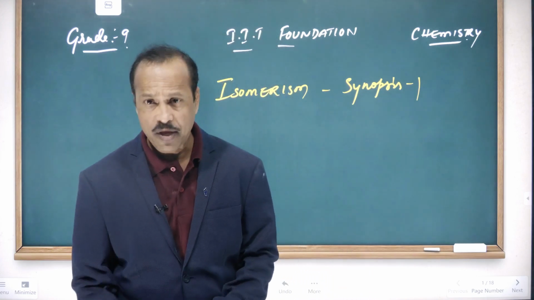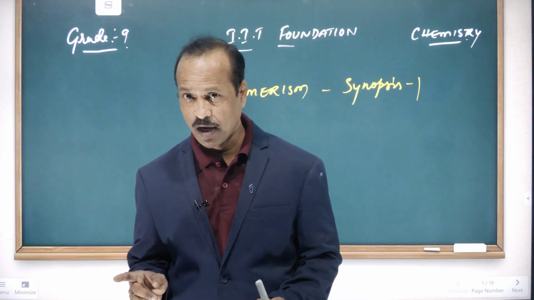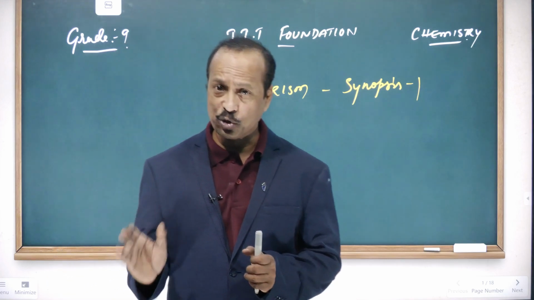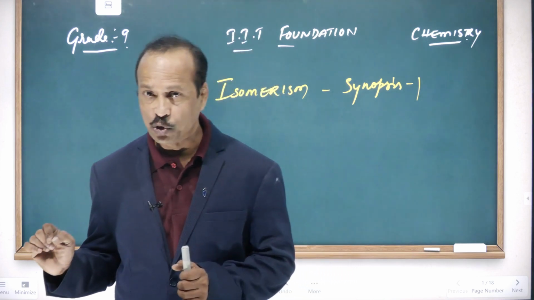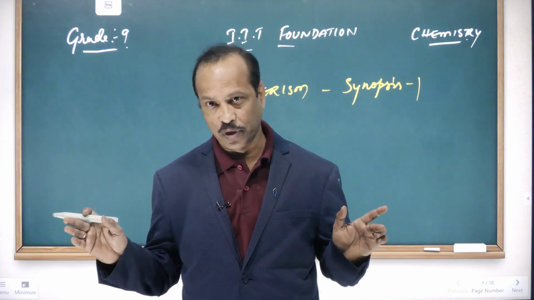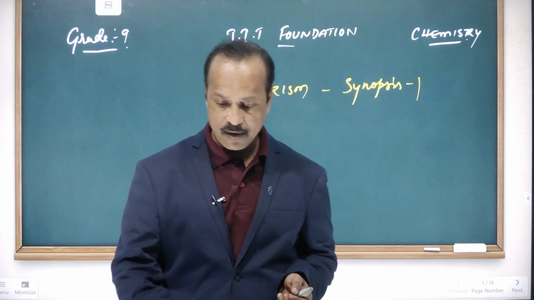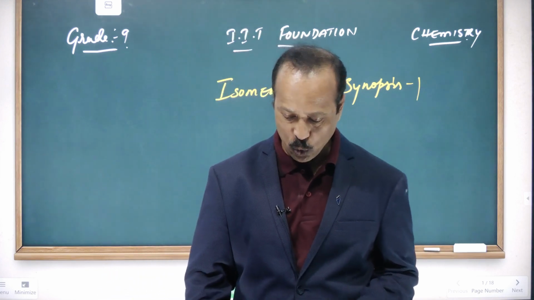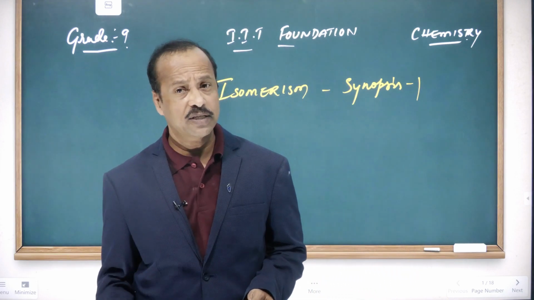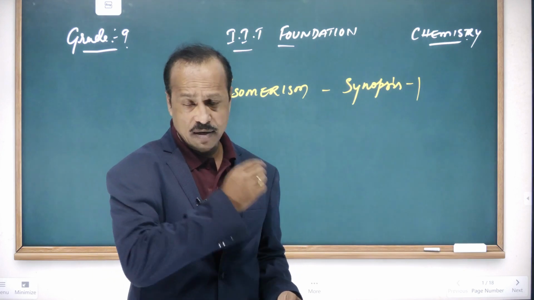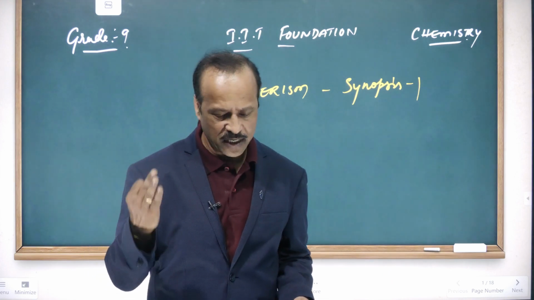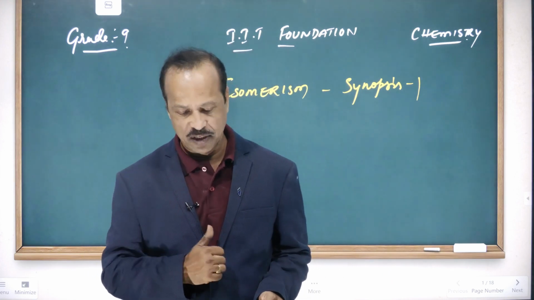Isomerism. What is meant by isomerism? Compounds having the same molecular formula but different properties are called isomers, and the phenomenon is called isomerism. Isomerism is mainly classified into two types, otherwise we can say structural and stereo. In the structural, there are again divisions. It is classified into 5 types: chain isomerism, position isomerism, functional isomerism, metamerism and tautomerism.